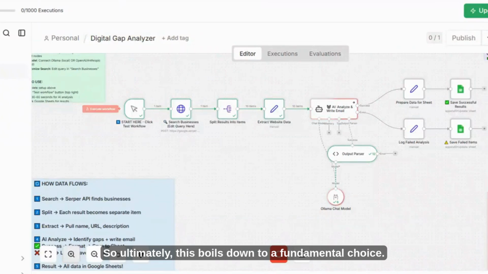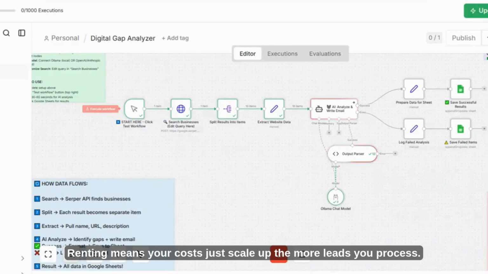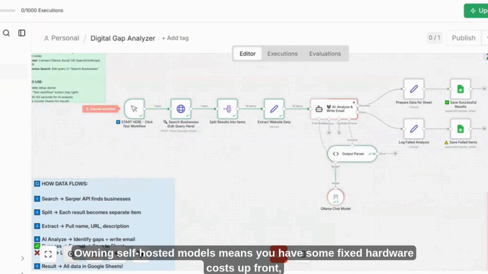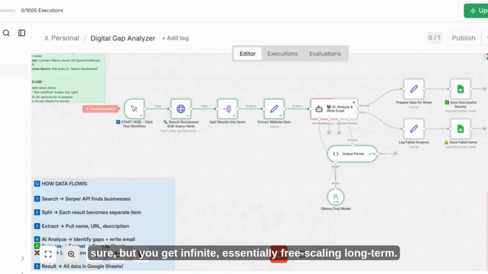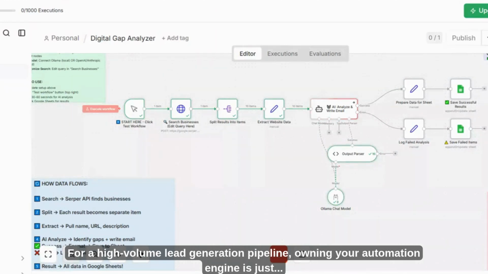So ultimately, this boils down to a fundamental choice: renting AI intelligence versus owning AI infrastructure. Renting means your costs just scale up the more leads you process. Owning self-hosted models means you have some fixed hardware costs up front, sure, but you get infinite, essentially free scaling long-term. For a high-volume lead generation pipeline, owning your automation engine is just dramatically more efficient over time.